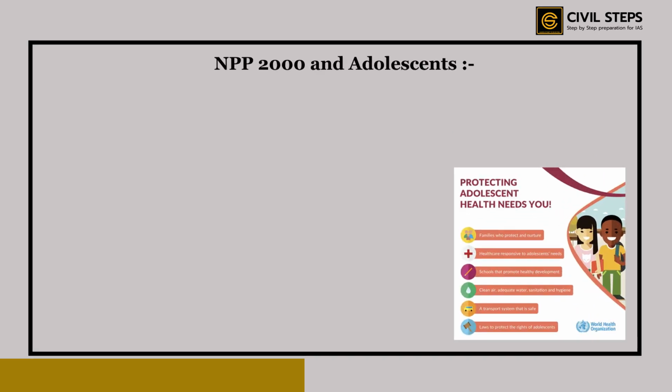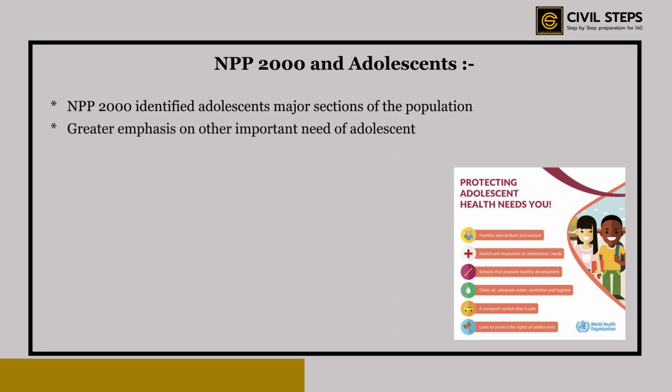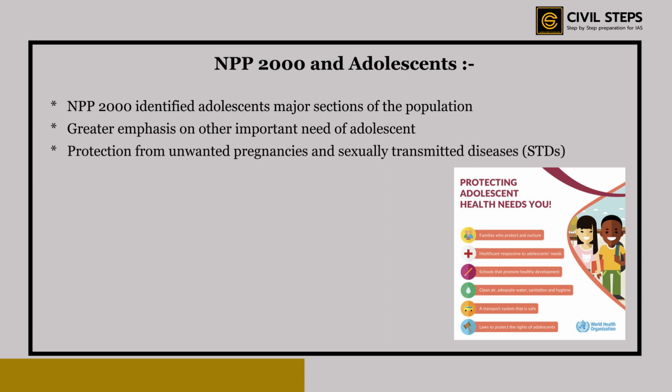Now let us discuss this NPP in relation to the adolescents. So, NPP 2000 and adolescents. NPP 2000 identified adolescents as one of the major sections of the population that need greater attention. Besides nutritional requirements, the policy puts greater emphasis on other important needs of the adolescents, including protection from unwanted pregnancies and the sexually transmitted diseases, that is the STDs.